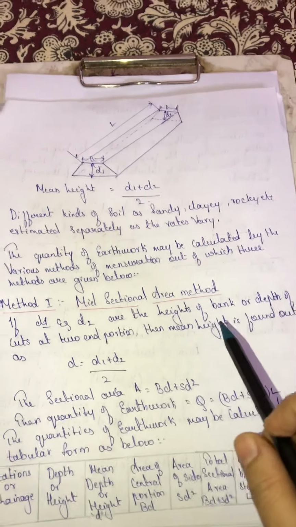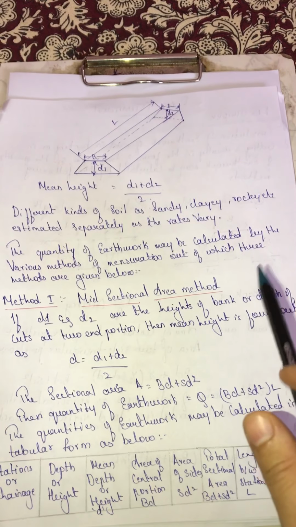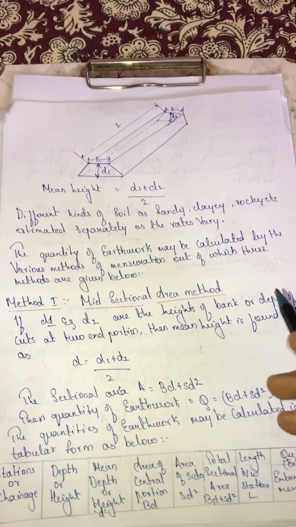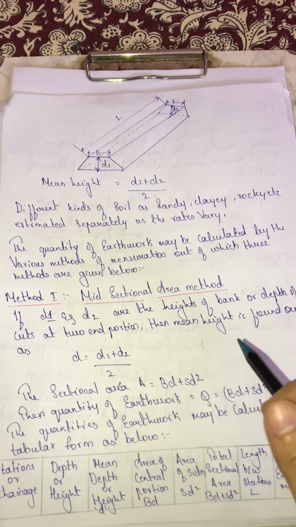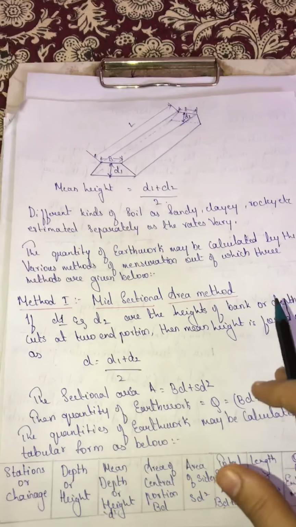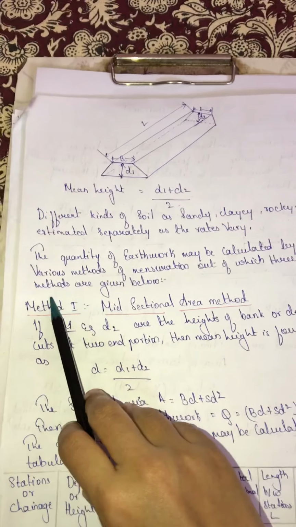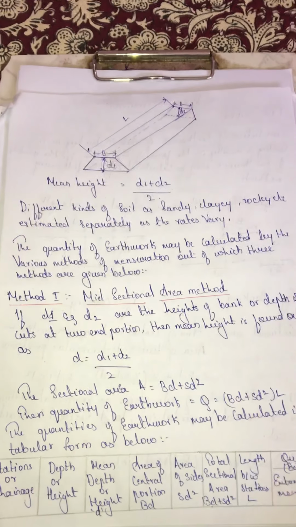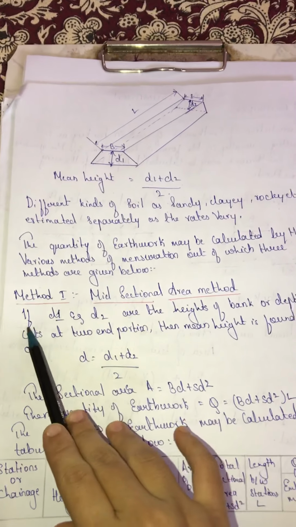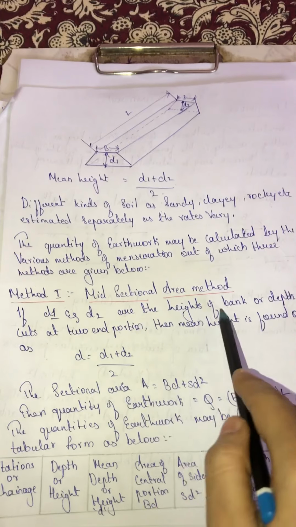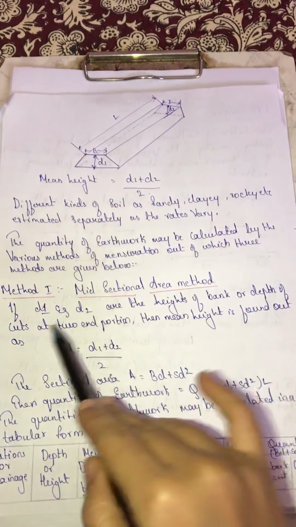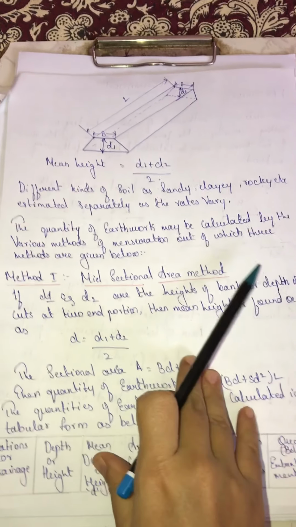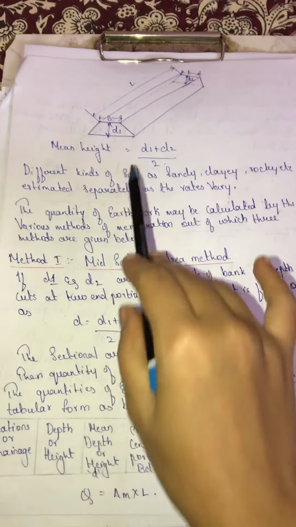Now the quantity of earthwork may be calculated by various methods. There are usually 3 methods. They are the mid sectional area method, mean sectional area method, and prismoidal method. Now coming to method 1, that is the mid sectional area method. If D1 and D2 are the heights of the bank or depth of the cut at two end portions, then the mean height is found as I have shown here.